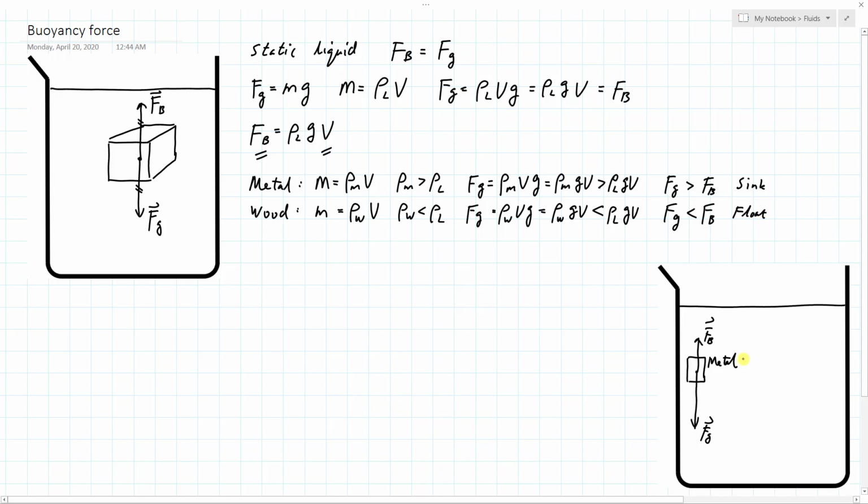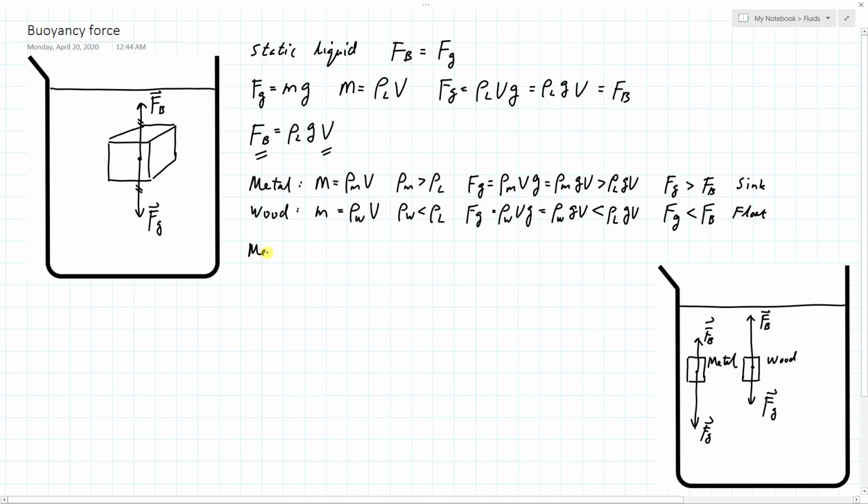So we're assuming in both cases the metal or wood is entirely submerged in water, right? Wood does not want to stay entirely submerged in water, so we're just assuming that it's been pushed inside of the water, so it feels buoyancy force up greater than gravity down, so it will eventually float up to the top, right? So let's first revisit metal. Metal's gravity is greater than buoyancy force, it'll sink, right?